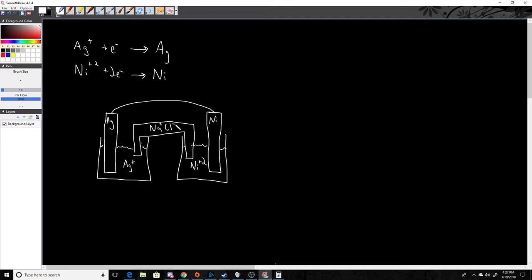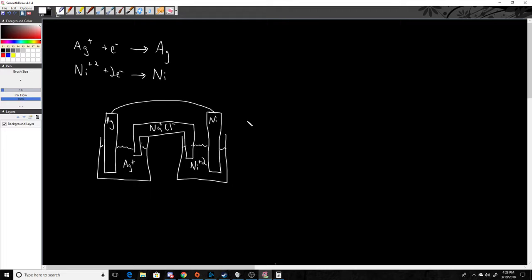I think it's easier just to use sodium chloride, NaCl, as the salt bridge. And you're going to see why here in a little bit. All right, so I've got my electrochemical cell all set up here. Now we need to figure out, of silver and nickel, which one's actually going to undergo reduction and which one's going to undergo oxidation?